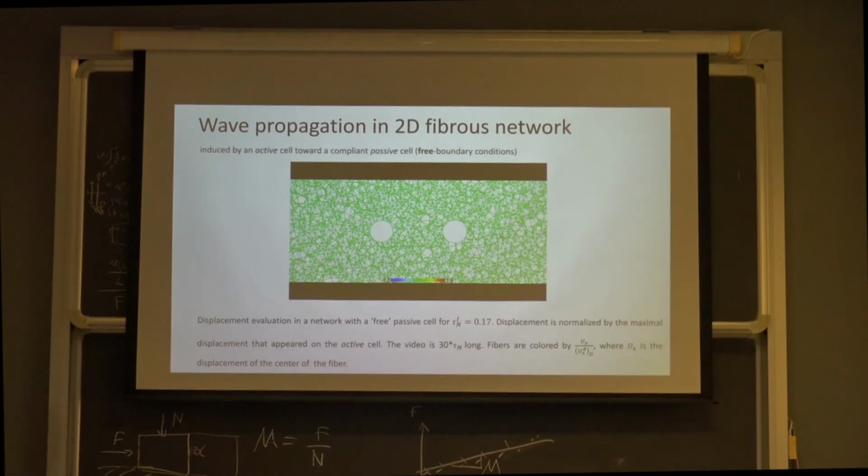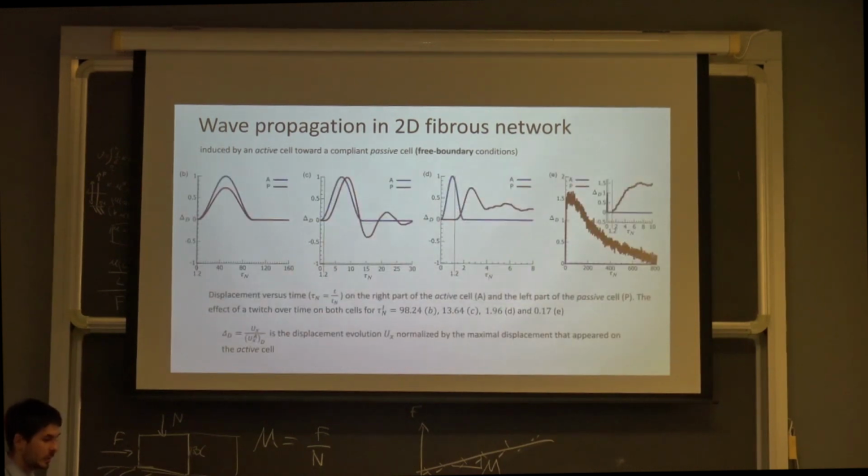I also would like to mention that in the previous experiments we considered static positions for the left cell and for the right cell, so the boundaries were fixed. But if we let the active cell move and the passive cell move, then we can see that we still have very similar behavior, and the passive cell, although it can rotate and this decreases the signal a little bit, still feels the signal that was sent before.